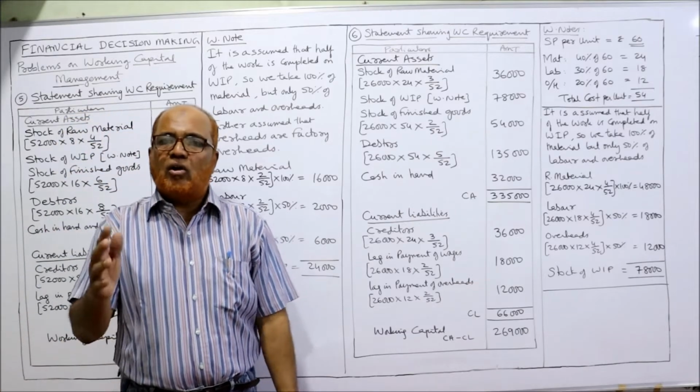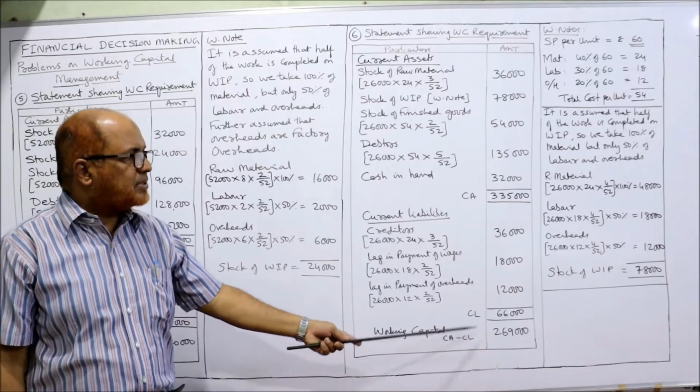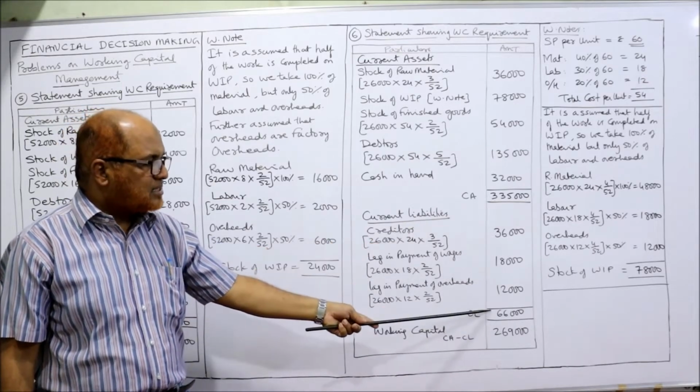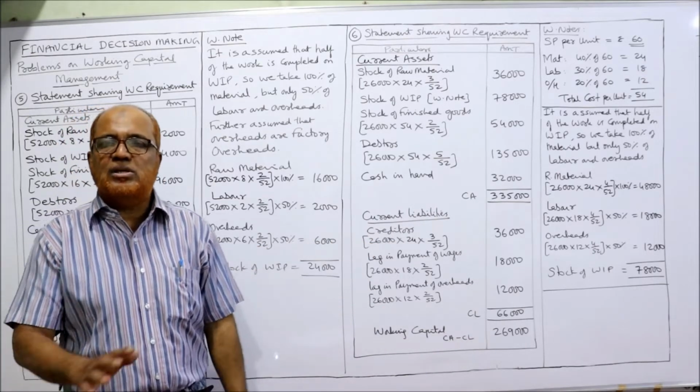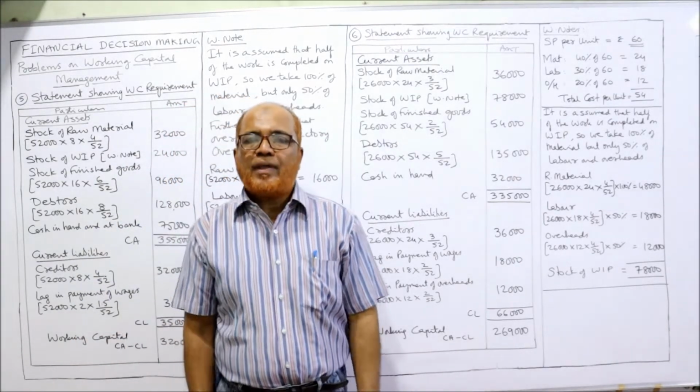So we got the current asset, we got the current liability. CA minus CL is the working capital. 3,35,000 minus 66,000, 2,69,000 is the working capital required. That's it.